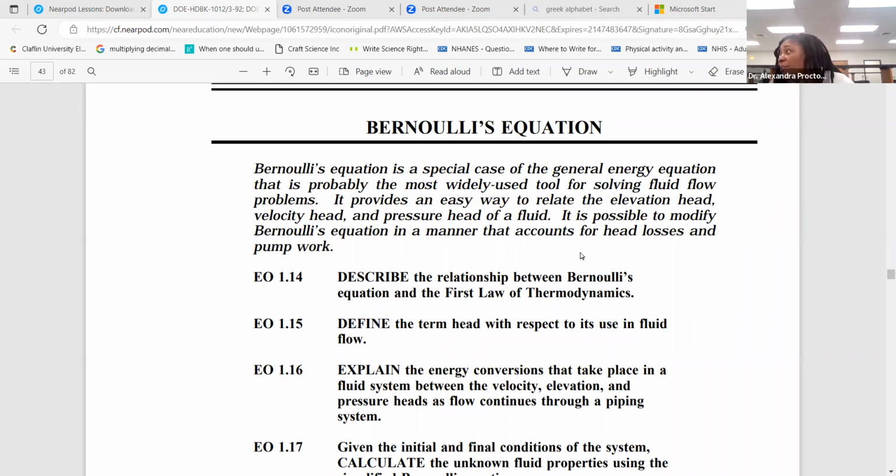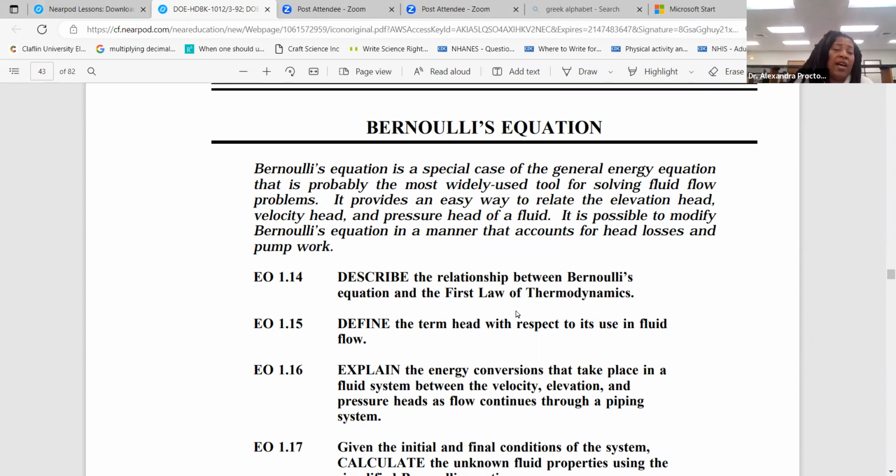So now we're going to talk about Bernoulli's equation. Bernoulli's equation is a special case of the general energy equation that is probably the most widely used tool for solving fluid flow problems. It provides an easy way to relate the elevation head, the velocity head, and the pressure head of a fluid. And it's possible to modify Bernoulli's equation in a manner that accounts for head losses and pump work. In this chapter, we're going to describe the relationship between Bernoulli's equation and the first law of thermodynamics.